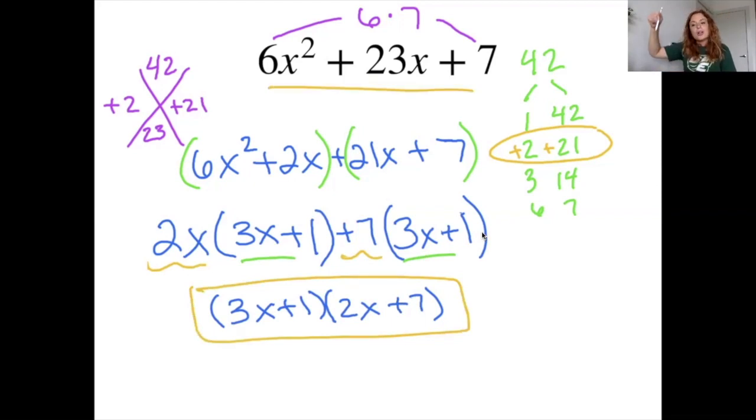So if you were to multiply that back out, you were to distribute or shirts and pants, then you would get back to 6x squared plus 23x plus 7. If you're still kind of confused, I challenge you to try that. Pause this video, get a sheet of paper, write this out, and go ahead and shirts and pants it, foil it out, and see if you get back to 6x squared plus 23x plus 7, because you will.